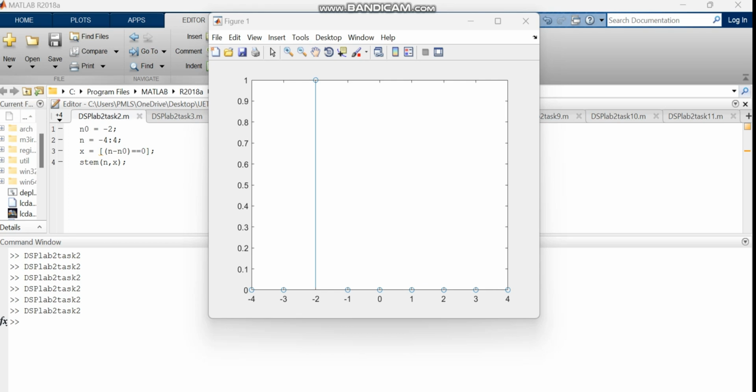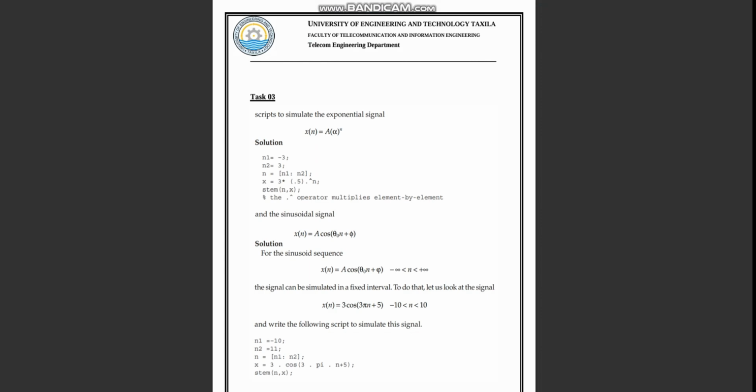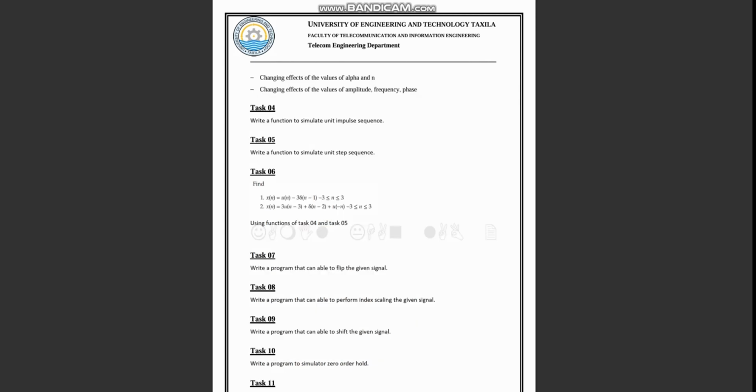In task number 3, we have been given a script to simulate the exponential signal, and the second one is for the sinusoid sequence. And we have been asked to observe the changing effects of the values of alpha and n, and secondly the changing effects of the values of amplitude, frequency and phase.